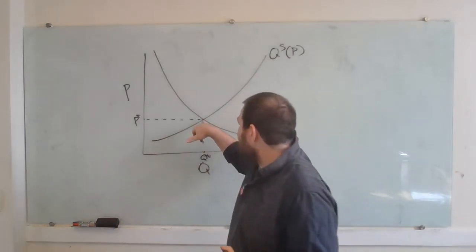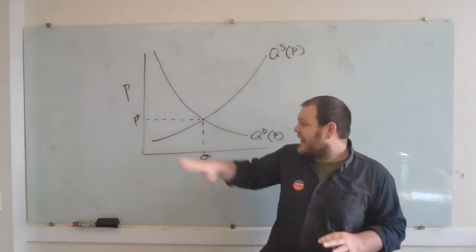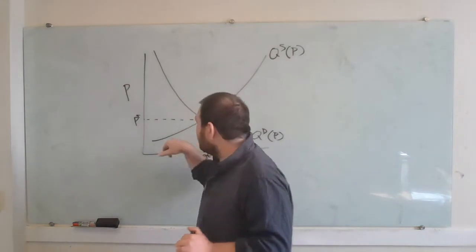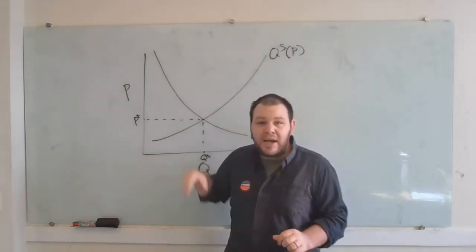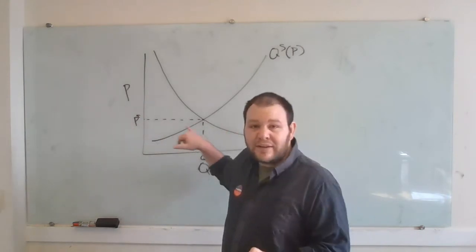So if a supplier tried to charge a price higher than the market price, no one would buy from them because they'd have plenty of competitors willing to sell at the market price. If a demander asked for a price that was lower than the market price, no one would sell to them, for the exact same reason. There's plenty of other buyers willing to pay the market price.